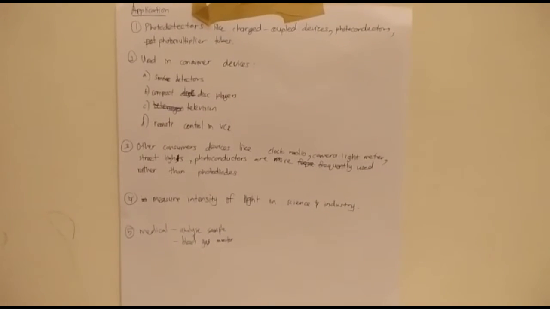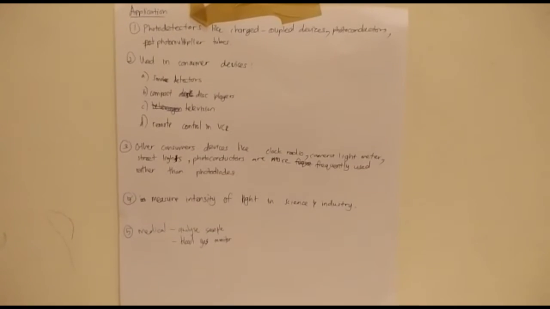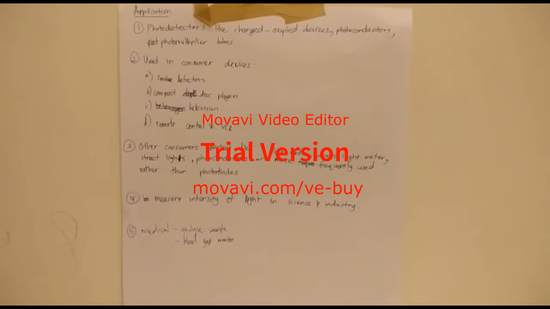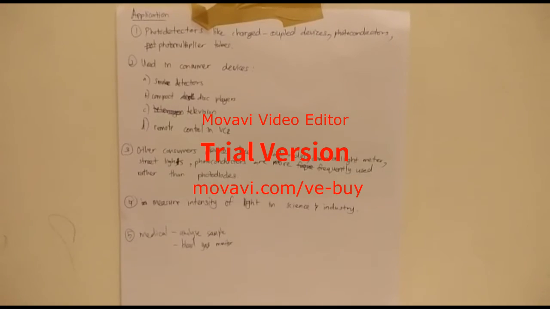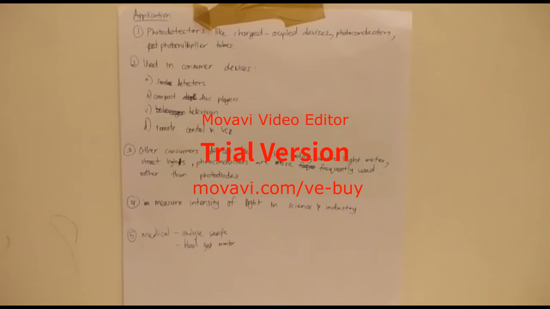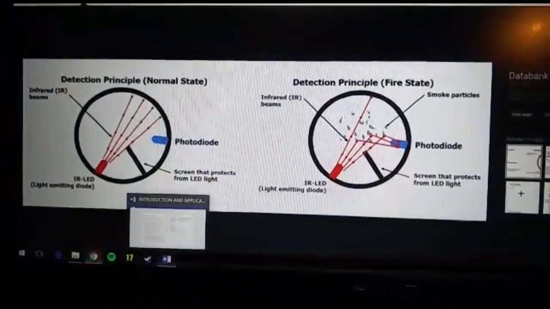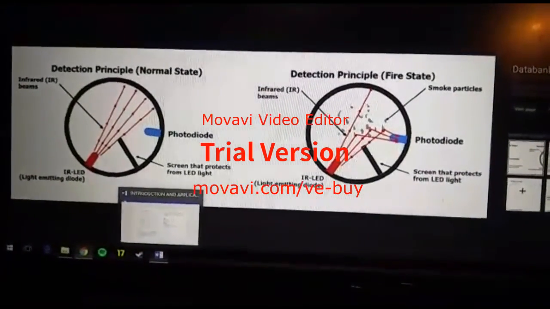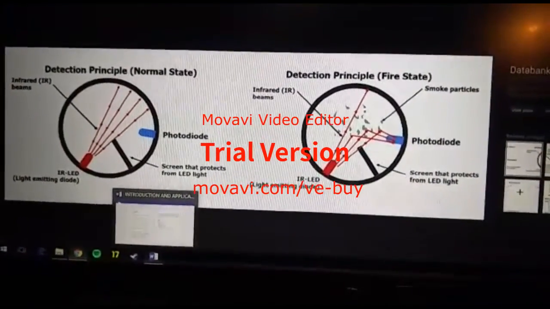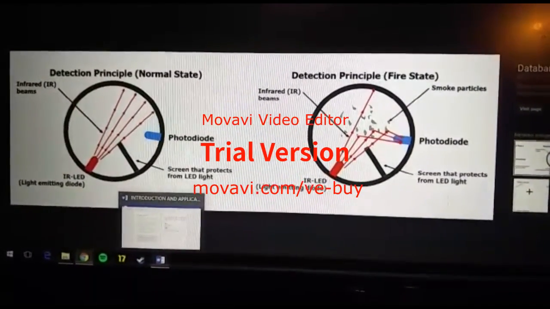So the applications of photodiodes are similar to those of photodetectors like charge coupled devices, photoconductors, and photomultiplier tubes. These diodes are used in consumer electronic devices such as smoke detectors, compact disc players, and televisions, and also remote controls in VCRs. Example, the smoke detector, this is the one, the principle: the infrared beam detects the smoke particles which enter and go to the photodiode, and the smoke detector will trigger.